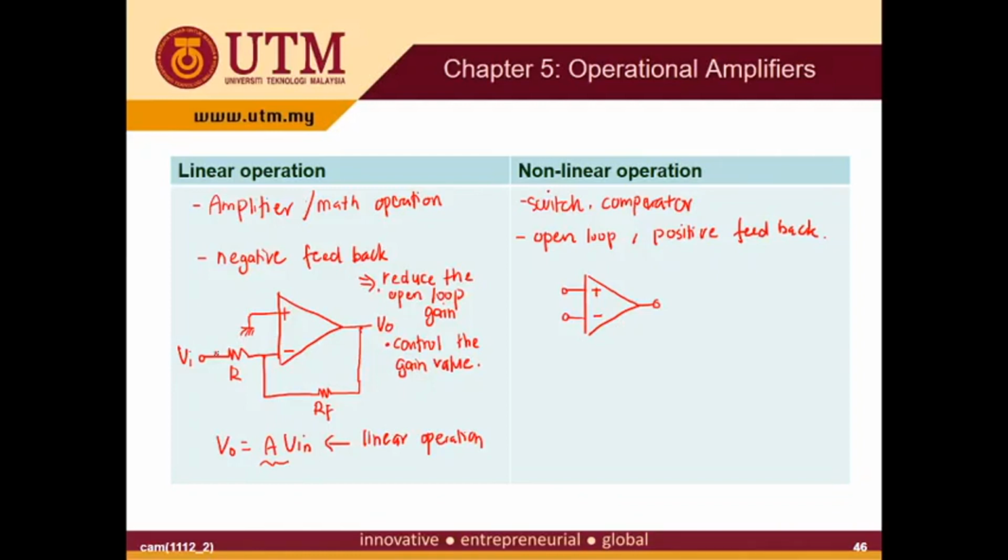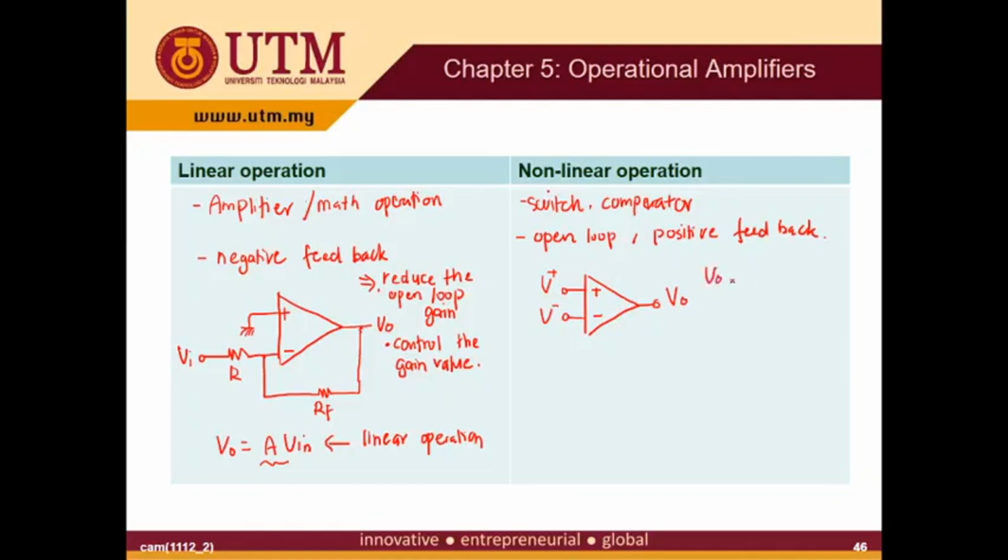Okay, but for the inverting amplifier, you only have one input. For example, this is an inverting amplifier, so you only have one input. For the nonlinear operation, usually we use two inputs. One of the inputs will be at the V plus. So this is your input V plus, and this is your other input V minus. And then you have the V out here. For this setup, the open loop gain is infinity.